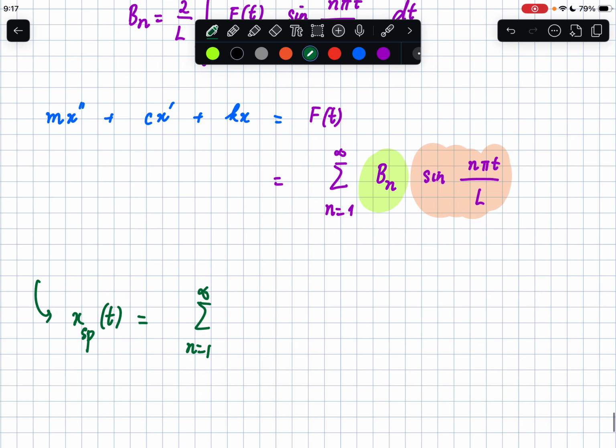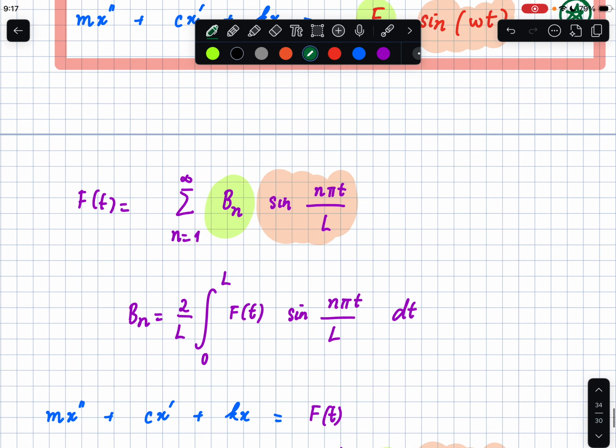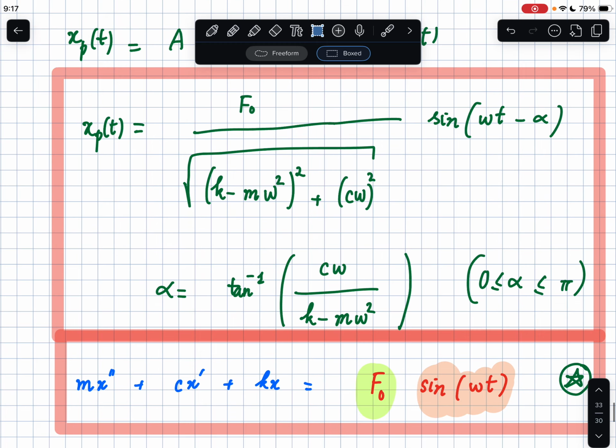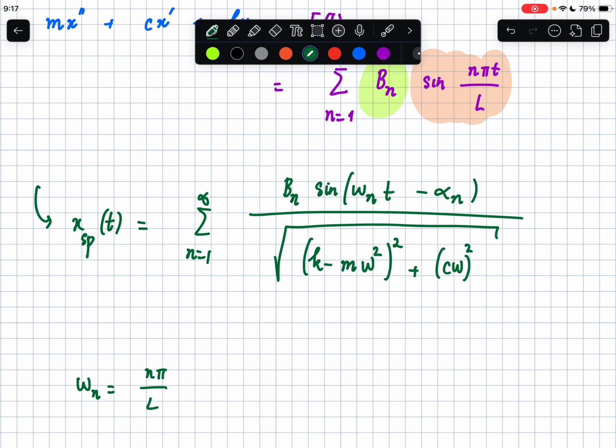So the summation of b_n sin(ω_n t − α_n), where I call ω_n = nπ/L. For each of these terms we have one α_n, divided by the square root. I copy all of this, the square root of this one, and remember that this is for ω_n. So this is our formula.